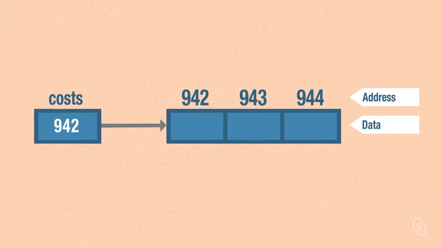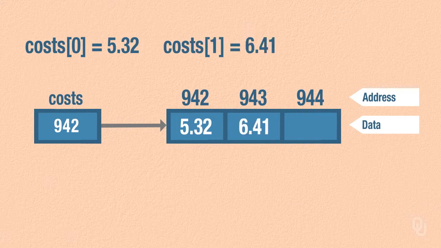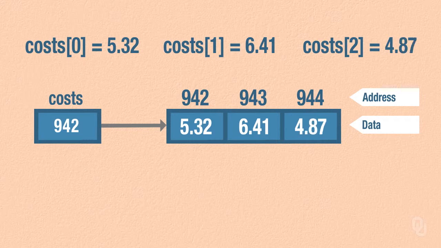If we want to store something in the first element of the array, we say costs[0] equals 5.32. To put 6.41 in the second element of the array, we say costs[1] equals 6.41. To put 4.87 in the third element of the array, we say costs[2] equals 4.87. Notice that we use the index 0 to access the first element of the array. The array indices are shown below the array.